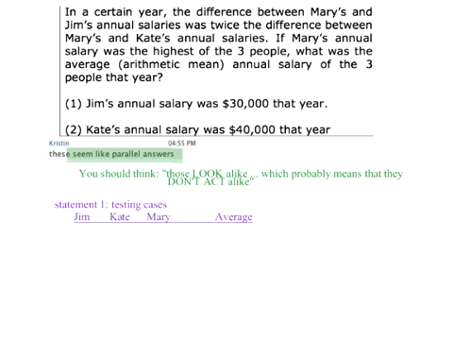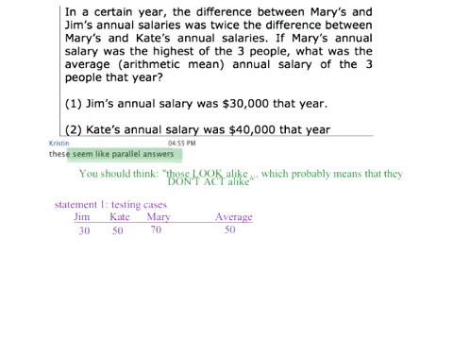All right, so if Jim made 30,000, let's say Kate made 50,000, then the difference between Mary and Jim would have to be twice the difference here. The difference here is 20, which means the difference between Mary and Jim would have to be 40. So Mary has to make 70, and then the average of those three numbers is 50.